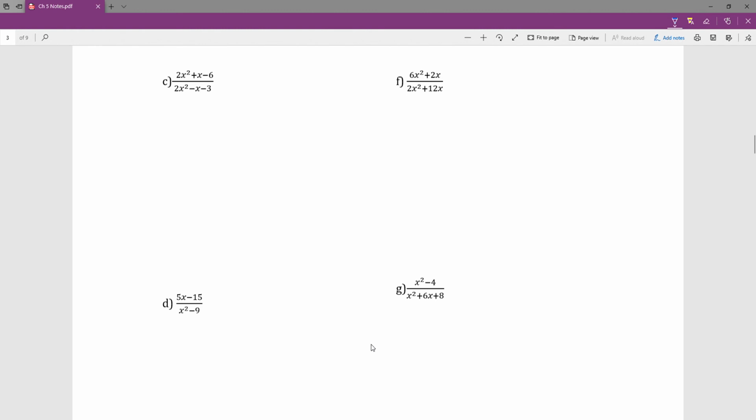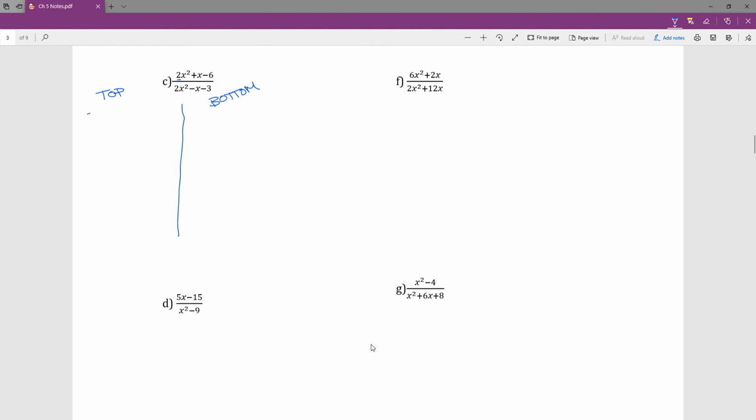So taking a look at C, I would factor the top. There's no greatest common factor. I do have this pesky 2 here, which means there's no shortcut. So for this one, I'm going to show my rough work. I'm going to show factoring the top, and I'm going to show factoring the bottom because it's just too much to do in place.